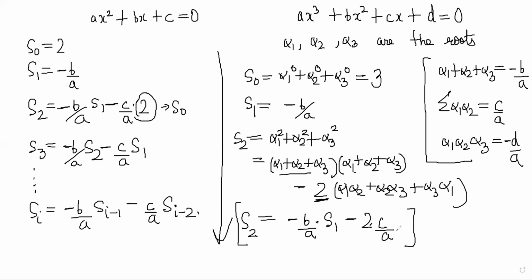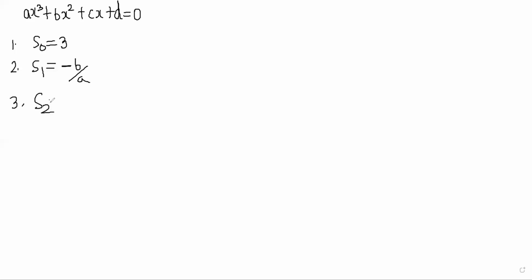Notice that S2 is not very easy to predict for a cubic equation. You have to remember that a 2 comes in the equation for S2. S1 is simple, it is simply Vieta's relation. S2 is this. I will do this on the next page now. So for a cubic, ax cubed plus bx squared plus cx plus d equals 0, we have S0 is 3, S1 is minus b by a, S2 is minus b by a S1 minus 2 times c by a, right?